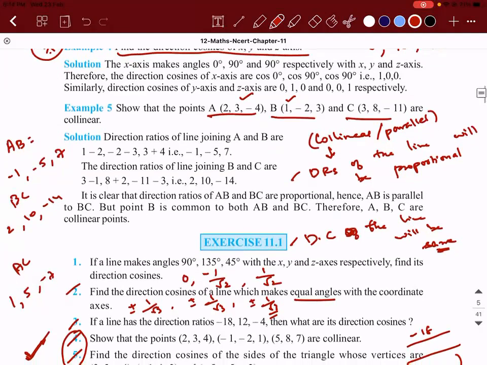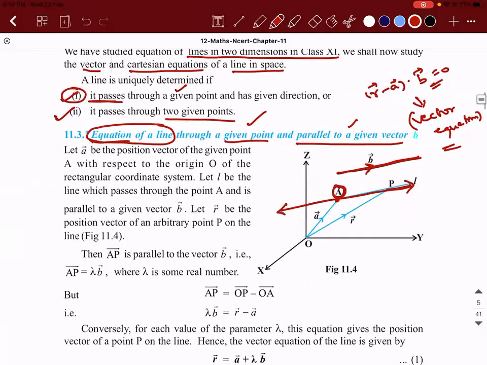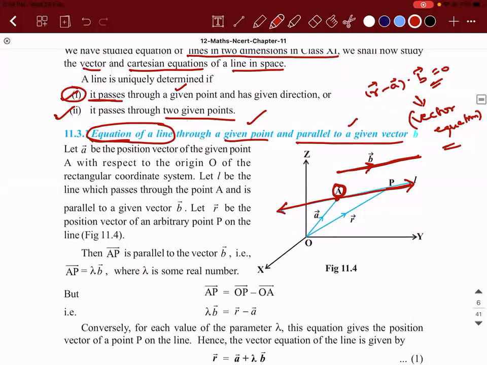So when they say that you know a line which is parallel to a given vector, indirectly you are trying to say that you know the direction cosines of that line.